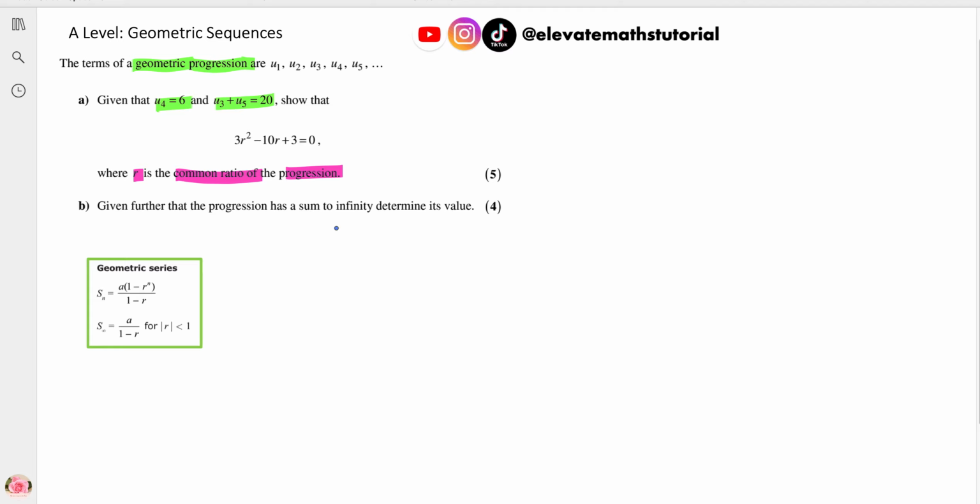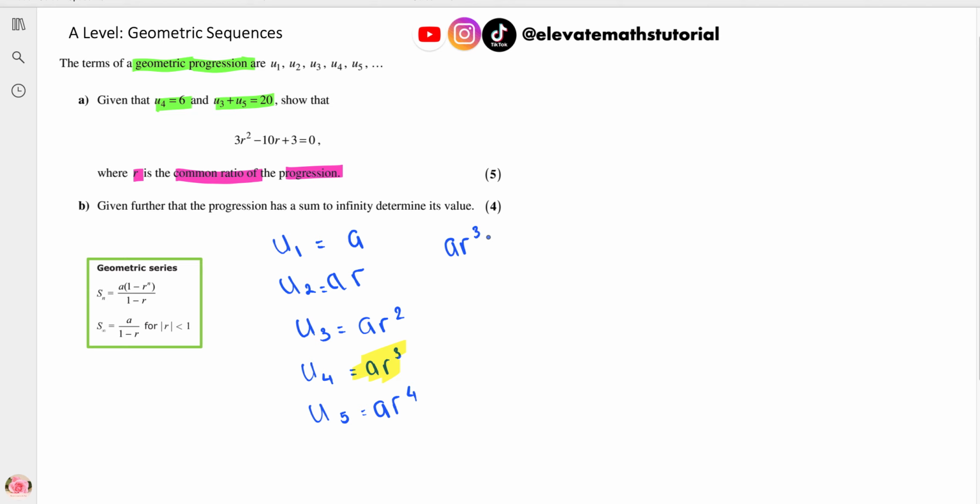Okay, so any geometric terms start with the first term U1 will be a, U2 will be a times some common ratio r, and then U3 will be a times r squared. So every term you're just multiplying by an r. And U4 is going to be ar cubed. U5 is going to be ar to the power of 4. So the question has given us that U4 is 6. So this term over here equals 6. So let's write that down. So ar cubed is equal to 6.